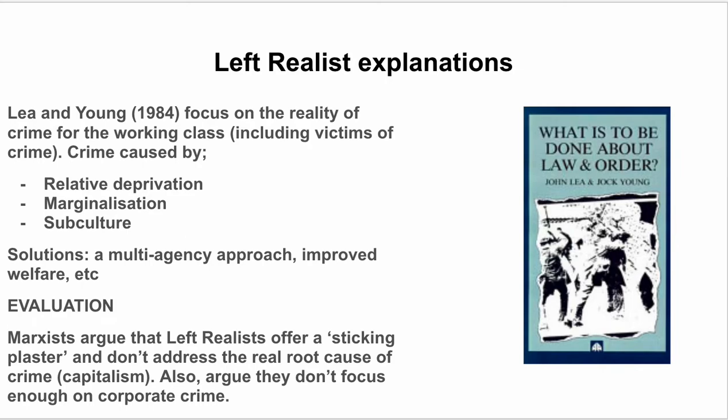And so left realists also offer solutions. Unlike Marxists and neo-Marxists, Marxists would say the solution is a revolution to get rid of capitalism, which is probably not very realistic. Left realists say we've got to work within the system, things like a multi-agency approach. So schools should work with community police, with social services, even maybe the media, different groups in society should work together to try and overcome these issues. Also, improved welfare, community centres, youth clubs, those things to give people more opportunities in society. So that's left realist explanations.